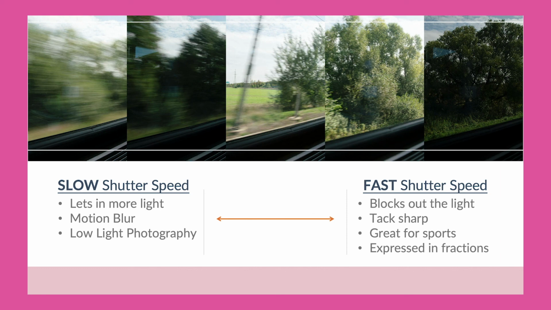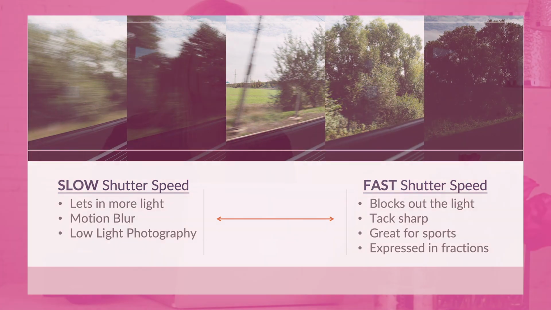All right, now let's look on the other side. On the fast shutter speed, it's going to block out the light. So you can see my picture on the very right is getting dark. It's going to be tack sharp, okay, because it's open so little that it doesn't allow you to get any motion blur. It's great for sports and it's expressed in fractions, high fractions like 1/1000, 1/8000. Once you get into the really slow shutter speeds, it's going to be in whole numbers like 30 seconds, 1 second, 2 seconds. Sometimes it's still a fraction, but it's like 1/4 of a second. They're bigger fractions.